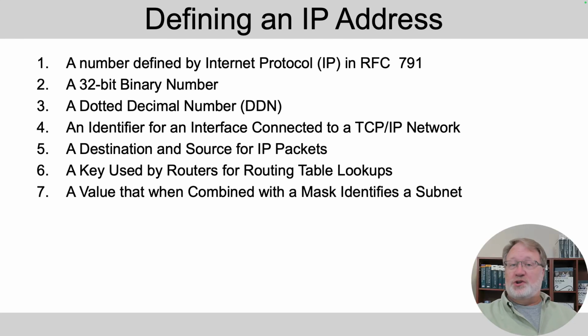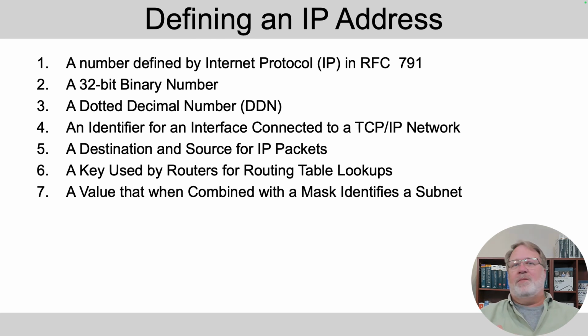Let's talk about addresses first. The idea of an IP address is defined in the very RFC that defines the Internet Protocol. It's defined as a binary number that's 32 bits long. It's defined as being represented as a dotted decimal number for convenience. But it's defined to be used as an identifier for an interface.